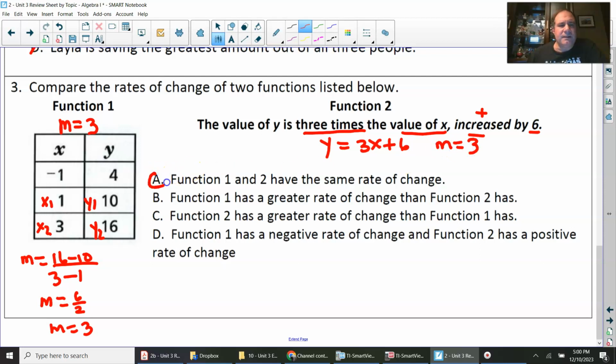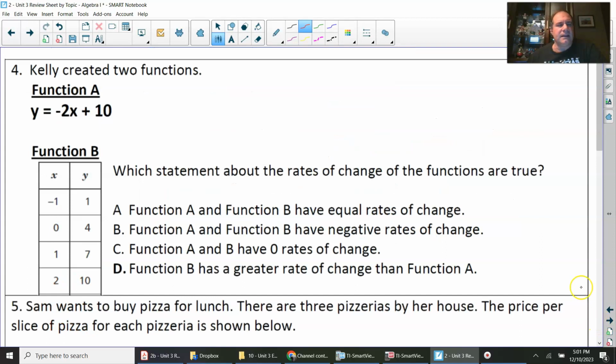Function 1 and 2 have the same rate of change. Congratulations. Yes, it does. Function 1 has a greater rate of change than function 2. No, that's false. Function 2 has a greater rate of change than function 1. No, that's false. Function 1 has a negative rate of change. No, it doesn't. All right, and that is that.